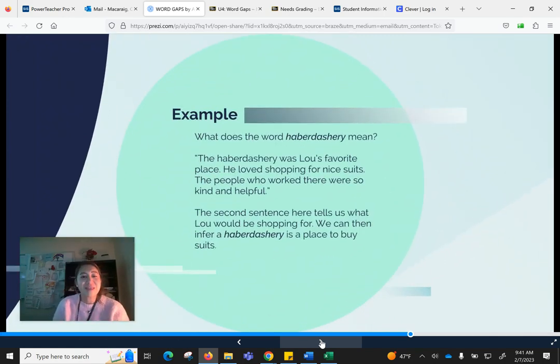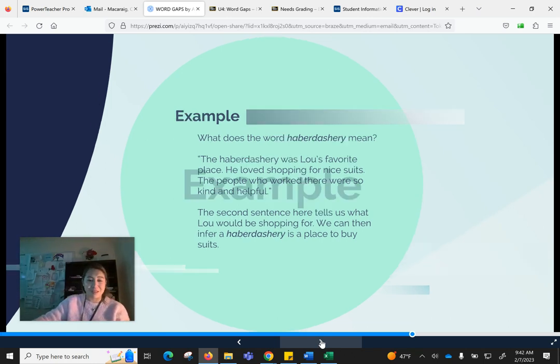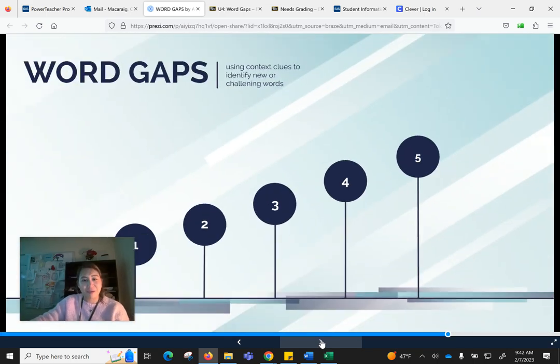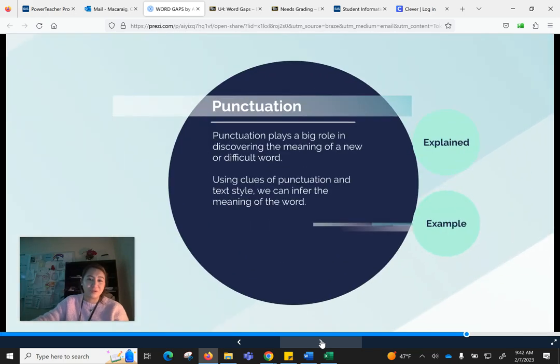Like this example, the haberdashery was Lou's favorite place. He loved shopping for nice suits. The people who worked there were so kind and helpful. So the second sentence here tells us what Lou would be shopping for. What would that be? Suits. We can then infer a haberdashery is a place to buy suits, therefore a place to buy men's clothing. Okay, and how did we do that? By looking for inference or clues within the paragraph itself. Okay, or right after the word that we don't know or the difficult word.